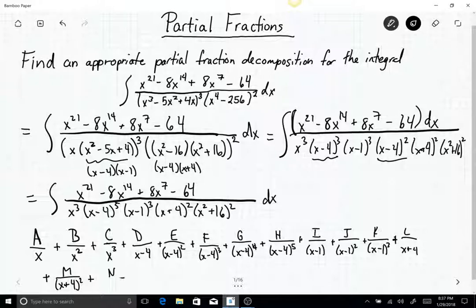Plus N. Now here's where it gets tricky. You have an x squared plus 16. So it's not just N anymore. Since that's a quadratic, we have to go with Nx plus, instead of O, because that looks like 0, I'm going to use P. And then finally, when we square that, so you have an x squared plus 16, the quantity squared, you have Qx plus R. All of those are possibilities. Obviously, that's a long list, but at the end of the day, that's our partial fraction decomposition.